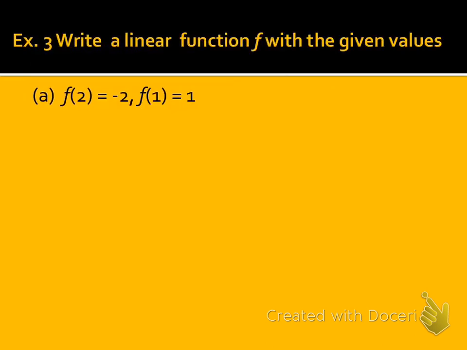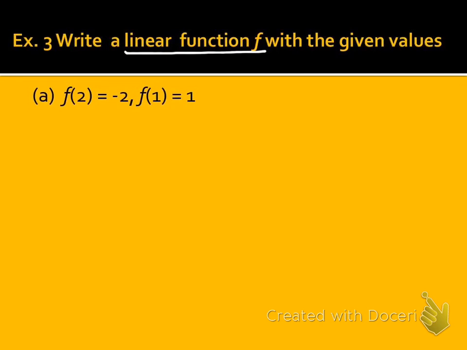All right, now let's look at example number 3. Again, we have to be able to understand what they're asking us to do. So get your highlighter. Let's look at the instructions. It says, write a linear function, f. Now we have to know what they're asking us to do. If they're asking us to write a linear function, they want an equation that is written in slope-intercept form. Okay, that's what a linear function means.